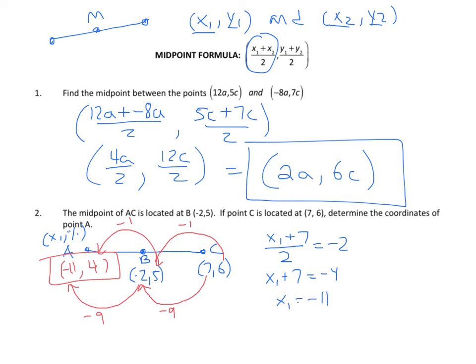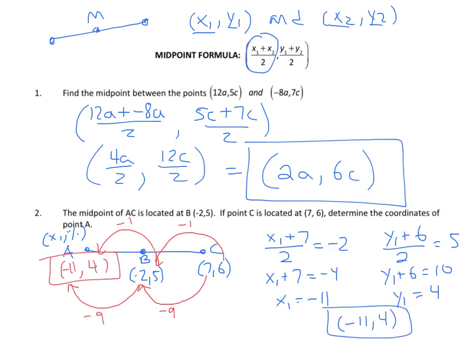And I do the same for the y's. I don't know y1, but I do know y2 is 6. And when I add them together and divide by 2, I should get the y coordinate of the midpoint, which is 5. Then solving this, multiply both sides by 2, I get y1 plus 6 equals 10. Subtract 6 from both sides, and y1 equals 4. So again, I get the point negative 11, 4. So two methods that work for this.